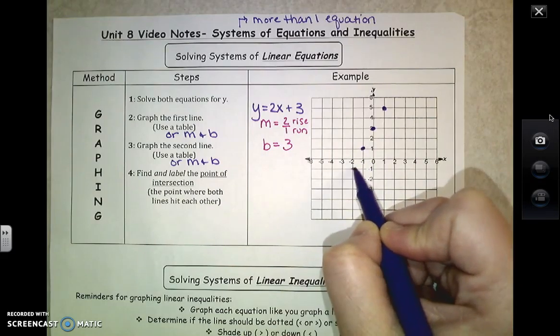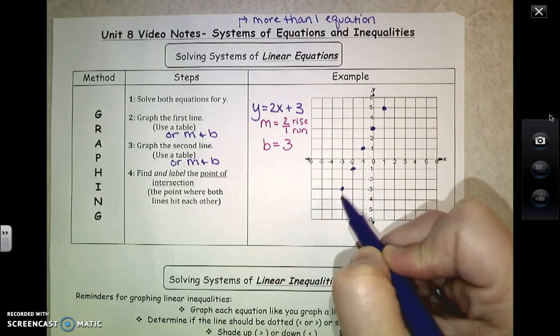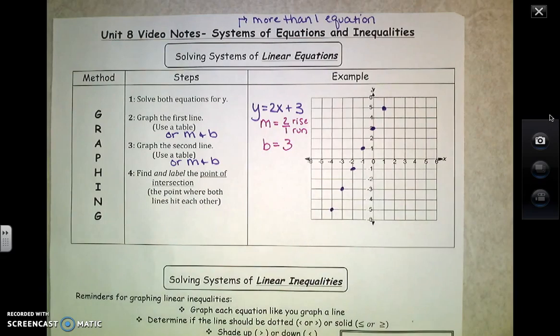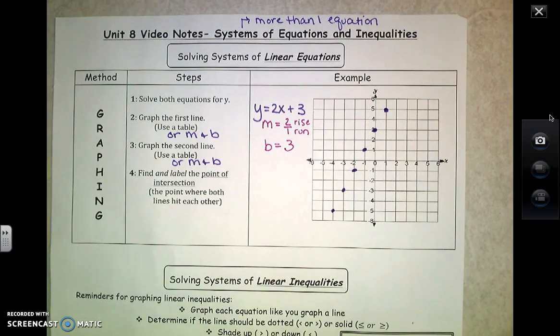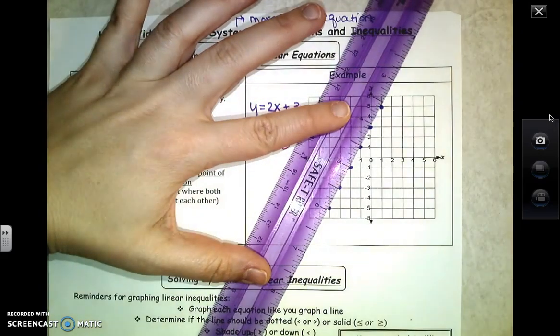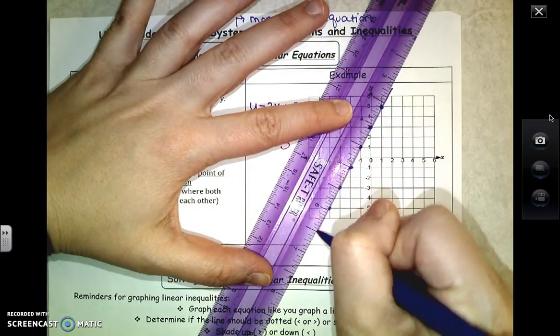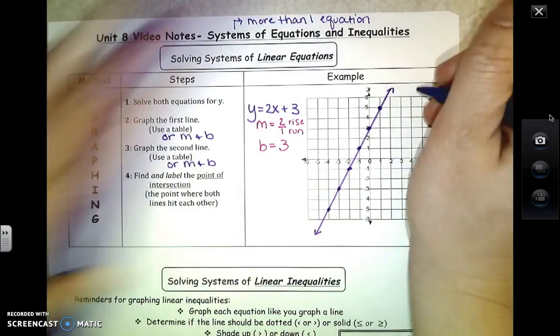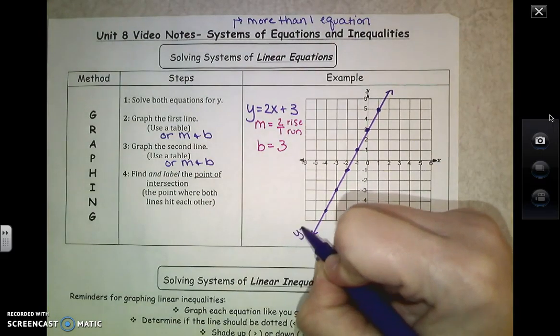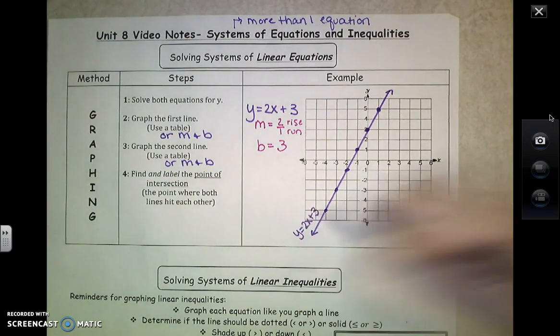Hopefully this is sounding familiar. I'm going to keep doing that until I have all the points I can plot. Now if this is not the way you want to graph, you can use your calculator to help you graph, and we'll talk about that in class. We just don't have a graphing calculator right now. So I'm going to grab a ruler, connect the points, and here's my line. You should remember this from earlier in the year. I shouldn't really have to review this much more than that.